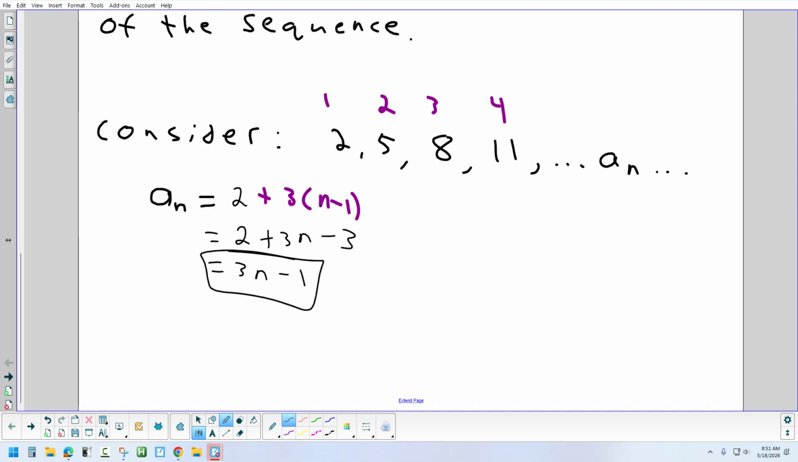That'll give you what you want to know. Right? So if you triple this, you get 9. Subtract 1, you get 8. Triple 4, you get 12. Subtract 1, you get 11.